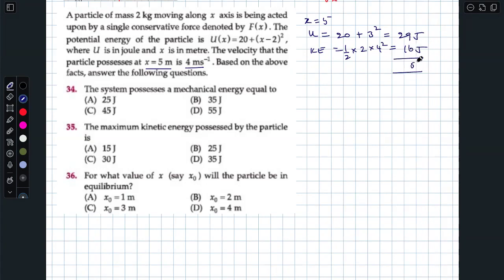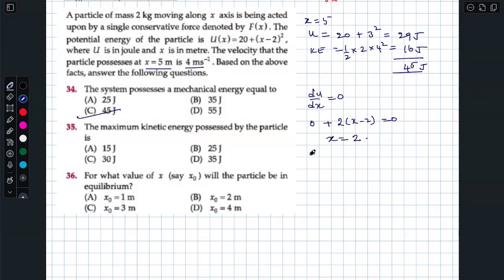That is 45 joules. Any doubts? Total energy is 45 joules. Okay, what is the maximum kinetic energy? First of all, you have to find U minimum. So dU by dx is equal to 0. 0 plus 2 times (x minus 2) is equal to 0. So x is equal to 2.